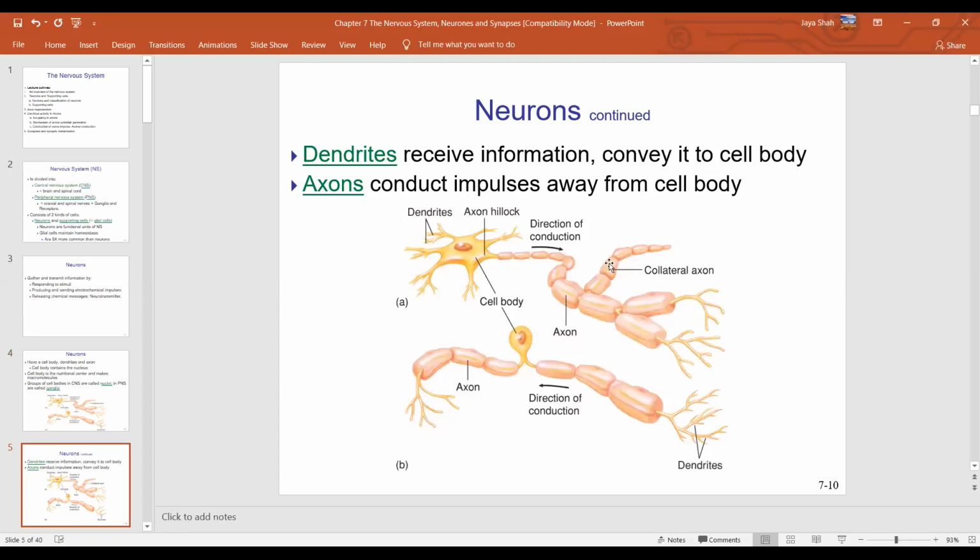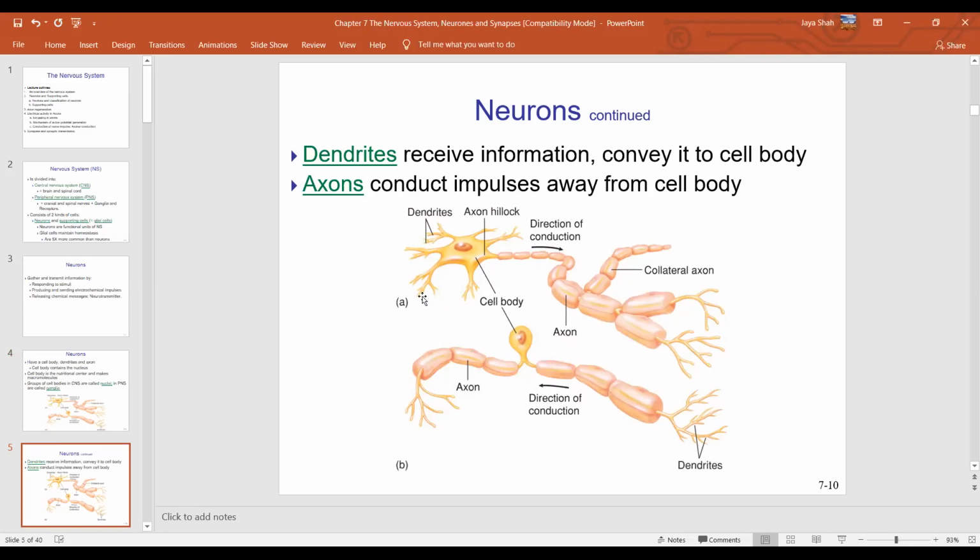So neurons have dendrites that receive information and convey it to the cell body. And then you see here between the axon and cell body, there is a small hillock that is called the axon hillock. This is the location where most of the stimulus comes and generates an action potential, because in this area there are a lot of sodium channels which open, sodium gets inside and produces an action potential. The axon conducts impulse away from the cell body, so this way.